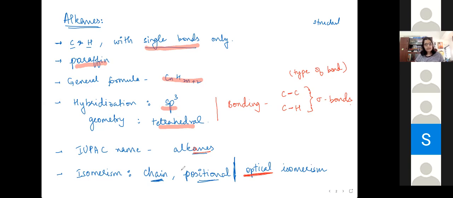IUPAC name, alkanes, kind of isomerism you show is chain and positional. Okay. And optical isomerism. Geometrical they don't show, but they show optical.